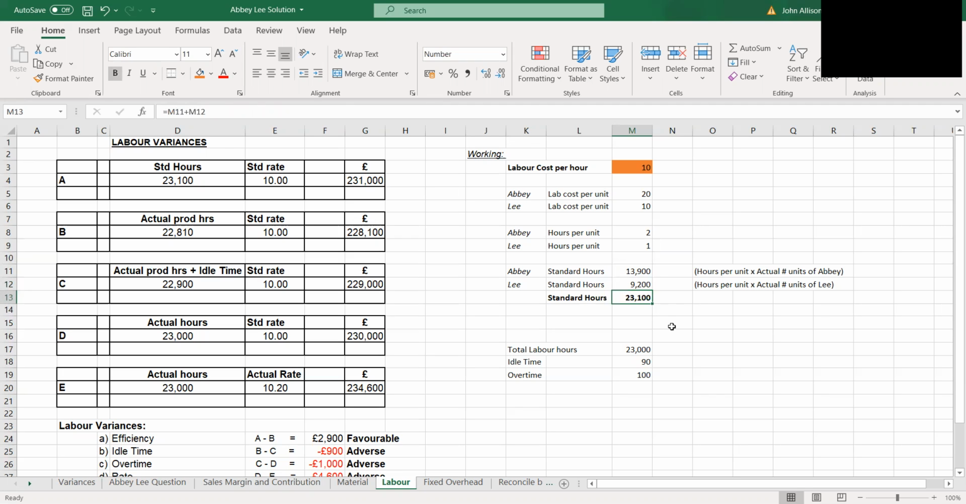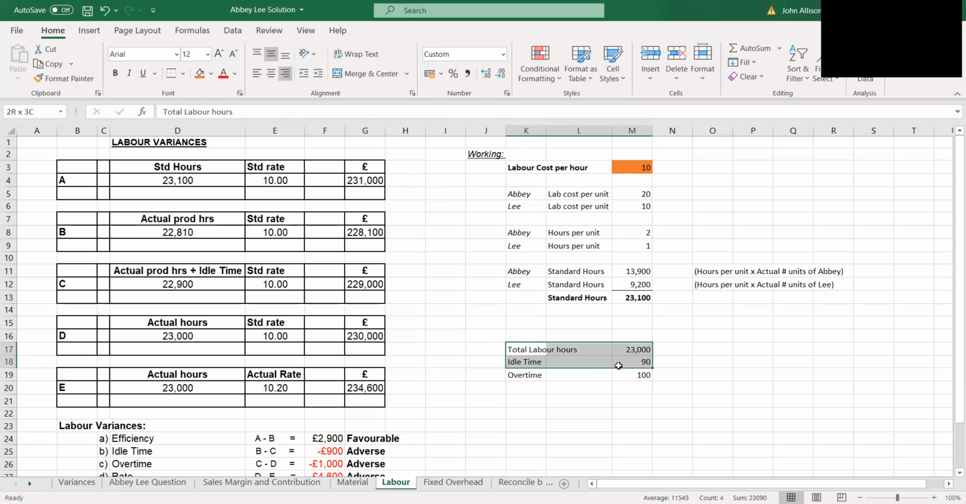So to get the standard hours, it's going to be the standard number of hours for Abby plus the standard number of hours for Lee. So it'll be 13,900 plus 9,200 gives us 23,100. So that's how we managed to calculate the standard number of hours. And we've got the standard rate of £10 an hour. So to get A, it's the standard hours times the standard rate gives us £231,000.